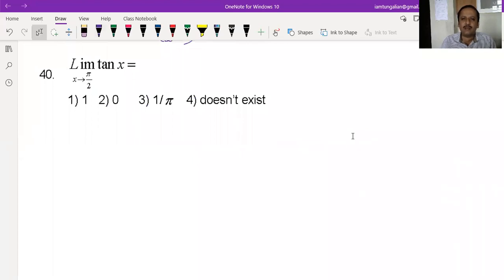Limit x tends to pi by 2 of tan x. Okay, another question. Sir, in the second step, can't we multiply and divide by pi by 2 minus x?